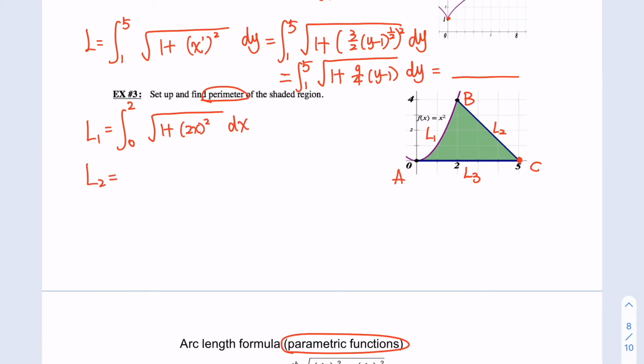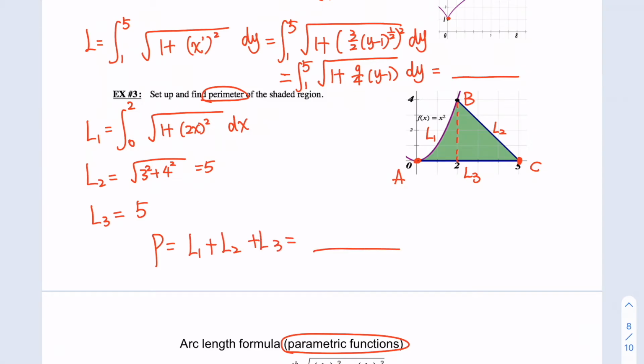L2, you don't have to use any formula, you can use the Pythagorean theorem. So the square root of 3 squared plus 4 squared equals 5. And L3, the distance from A to point C, equals 5. So the perimeter equals L1 plus L2 plus L3. You just add all the values here.